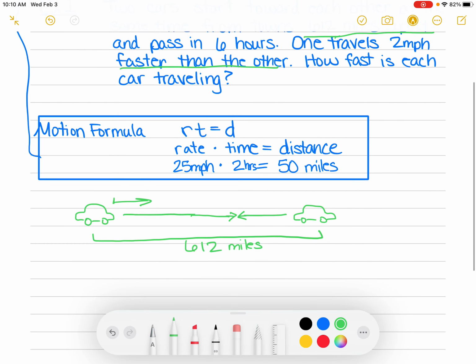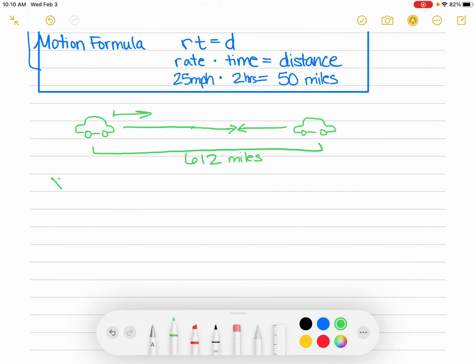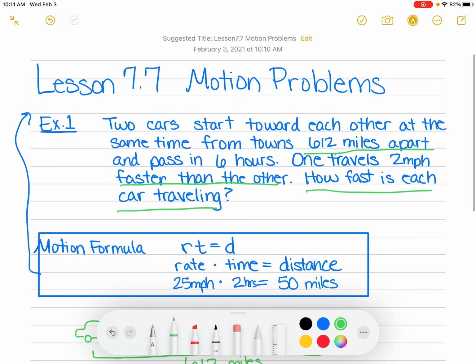So now I'm going to look at what I need to know up here. It says, I want to know how fast is each car traveling. So I actually have two answers here, and that's why this is a system. Okay, so X is going to equal the rate of the faster car and Y is going to be the rate of the slower car. So those are the two things I want to know. So I'm going to make those X and Y. Those are my unknowns. Your X's and your Y's are your unknowns. So I just did that.